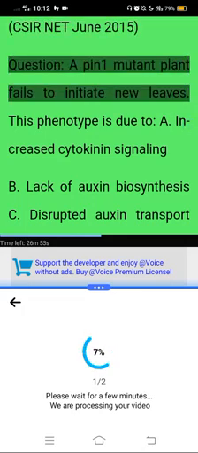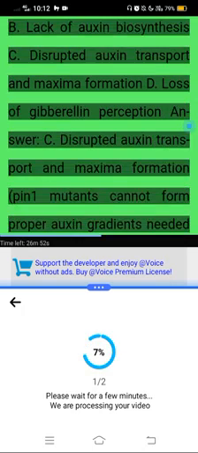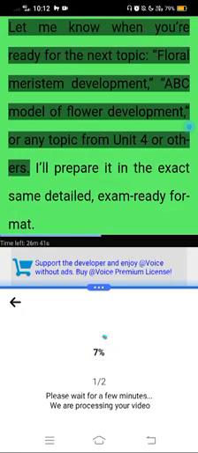CSIR-NET June 2015. Question: a PIN1 mutant plant fails to initiate new leaves. This phenotype is due to: A. Increased cytokinin signaling. B. Lack of auxin biosynthesis. C. Disrupted auxin transport and maxima formation. D. Loss of gibberellin perception. Answer: C. Disrupted auxin transport and maxima formation. PIN1 mutants cannot form proper auxin gradients needed for leaf primordia.